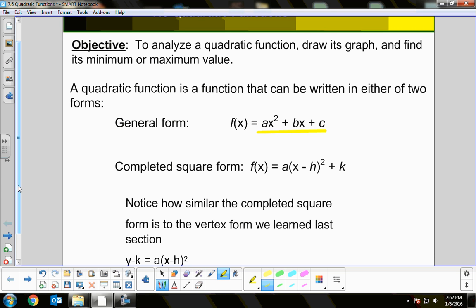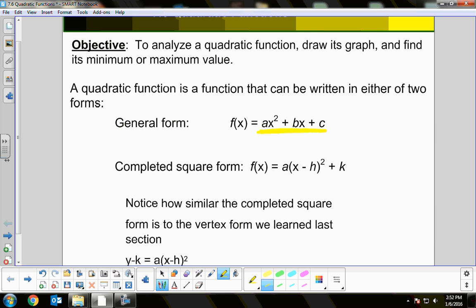So in the general form, which I've underlined for you right there, is one type of form that we might see a quadratic function given to us. And that's quite familiar to us. Ax squared plus bx plus c is the standard form that we would use in solving a quadratic equation.